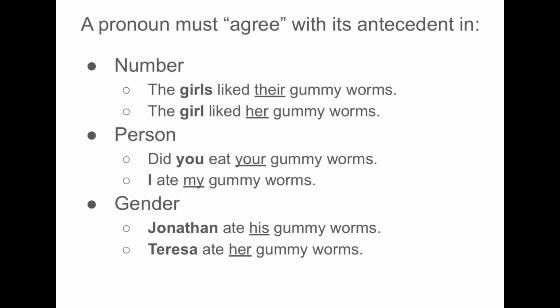A pronoun must agree with its antecedent in several ways. First of all, in number. If we have girls plural, we would say they liked their gummy worms. If we have girls singular, the girl liked her gummy worms. Then we can match up first, second, or third person, as in, did you eat your gummy worms, or I ate my gummy worms? We also must agree with gender. His referring back to Jonathan, and her referring back to Teresa.